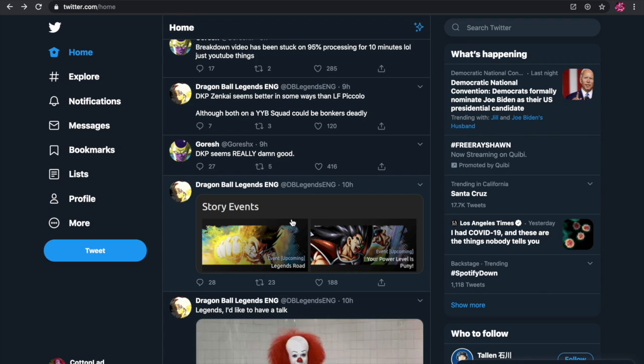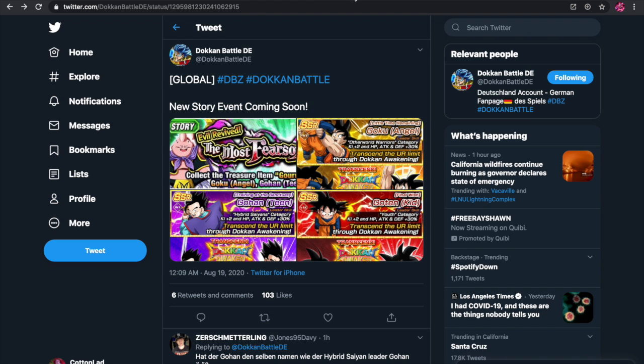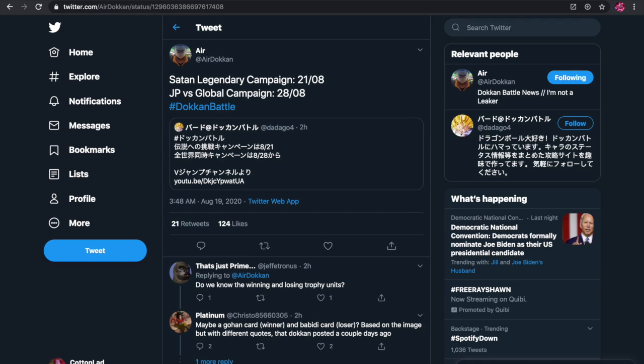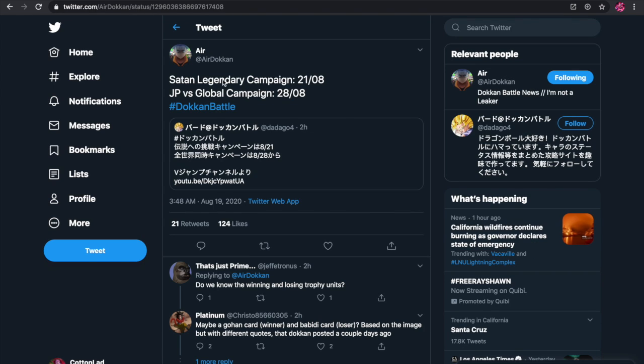Unfortunately, we only have really two story events coming back, which is a bummer. A new story event is coming over to Global. Again, I'll cover that in more detail. We got a new stage for the Infinite Dragon Ball History. We're going to have a campaign, and his legendary campaign is going to begin on the 21st. And then the Global versus JP is going to start on the 28th.